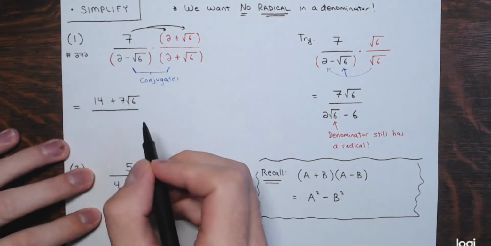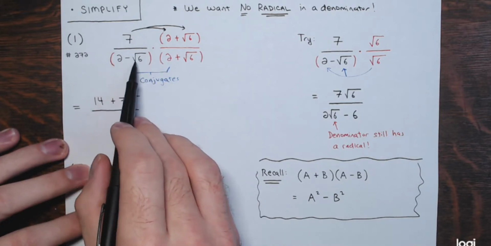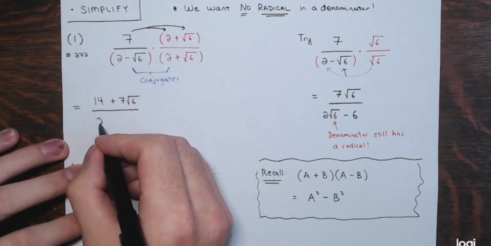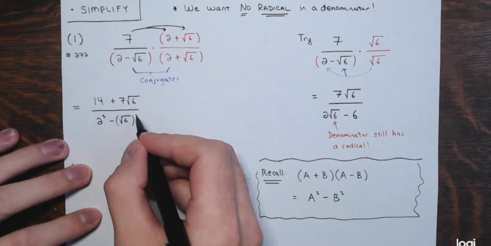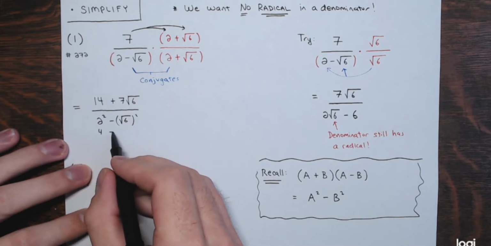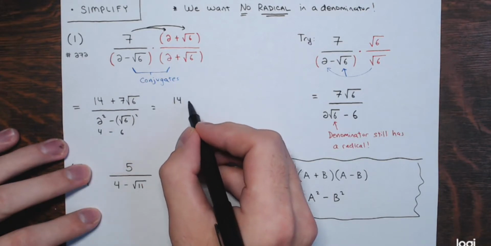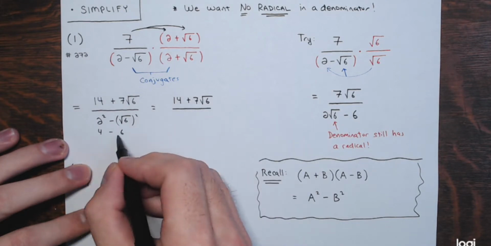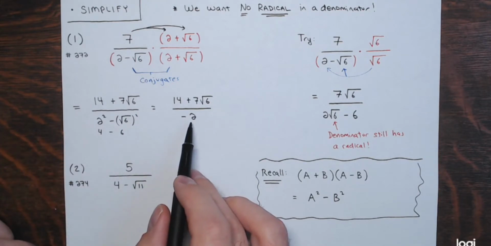Alright, so there's the numerator. The denominator, a minus b times a plus b, would be a squared minus b squared. 2 squared minus the square root of 6 squared. Well, that's just 4 minus 6. So we have 14 plus 7 square roots of 6 divided by 4 minus 6, which is negative 2. And do you see now that the denominator is rationalized, right? There is no more radical.